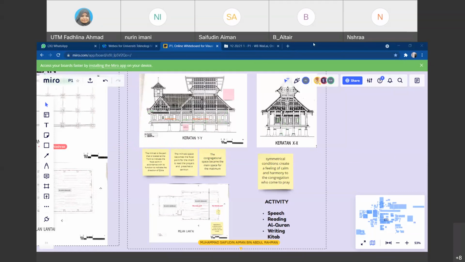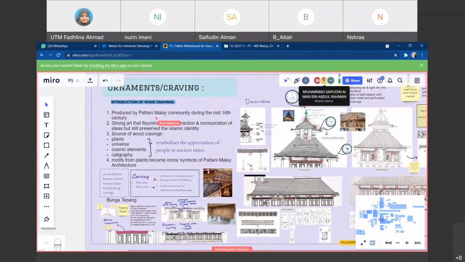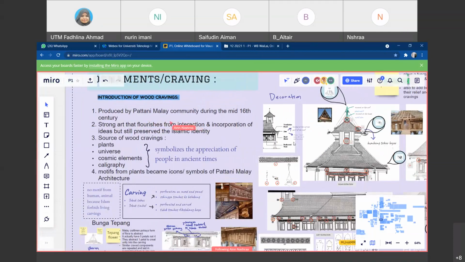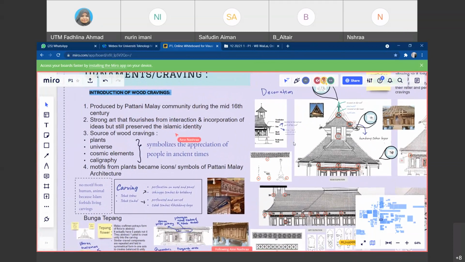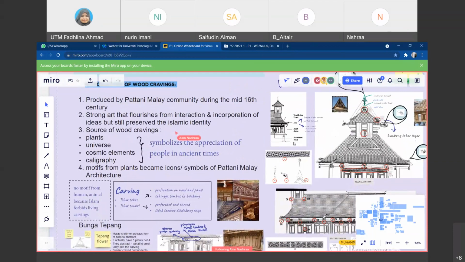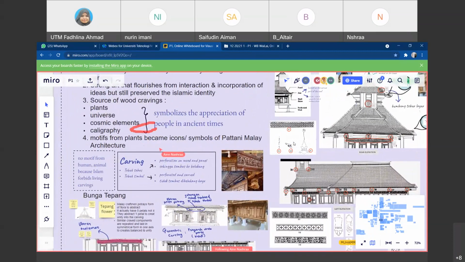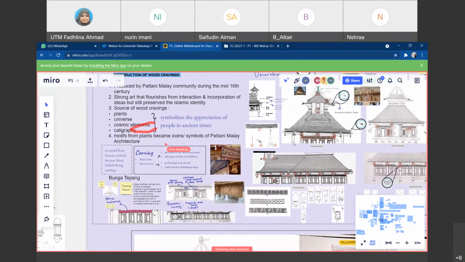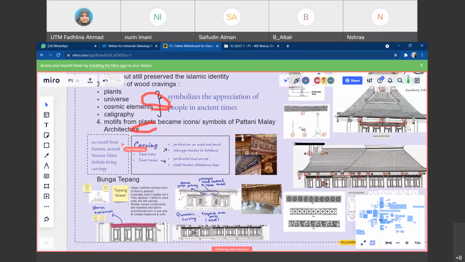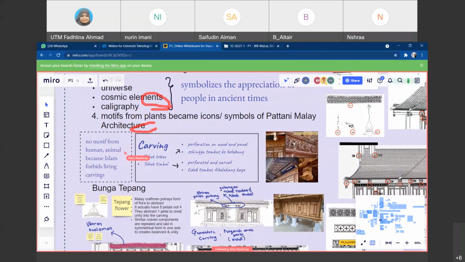Right. To present about the ornament carving. The introduction of wood carving: it was produced by the Patani Malay community during the mid-16th century. It is a strong art that flourished from interaction and incorporation of ideas but still preserves the Islamic identity. For the source of wood carving, the motifs are from plants, the universe, cosmic elements, and also calligraphy. It symbolizes the appreciation of people in ancient times, and the motif from plants becomes an icon or symbol of Patani Malay architecture also. As you can see, there is almost no motif from humans or animals because Islam forbids carving living things.